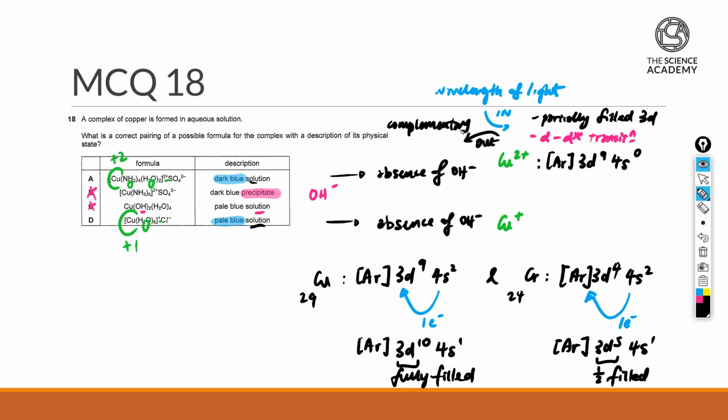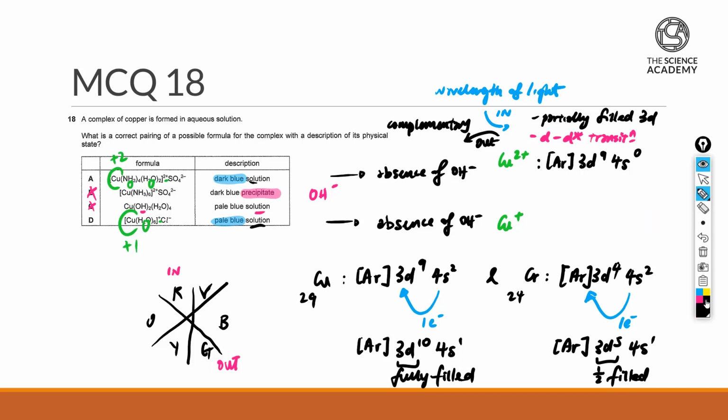Now this could have been visualized by the color wheel itself: red, orange, yellow, green, blue, and violet. Whereby in this case here, red and green are complementary colors, yellow and violet are complementary colors, and orange and blue are complementary colors. So for example, if we are to take in red light, the complementary of that, green light, will have been seen as the color of the complex.